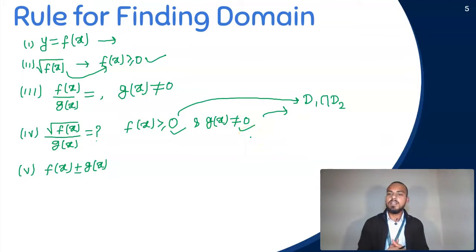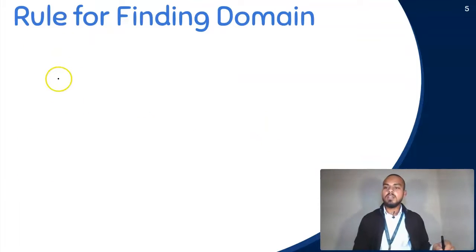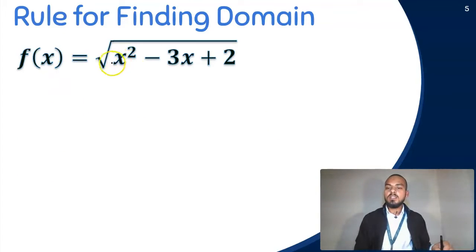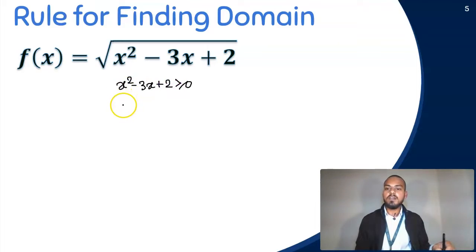Now let's come to some basic examples so that this concept will be clear. Suppose you have a function f(x) such that f(x) is equal to the square root of x² - 3x + 2. Then find the domain. So what is the condition for this function? This function is defined if x² - 3x + 2 is greater than or equal to 0, and after solving this it is equal to (x - 1)(x - 2), and this is greater than or equal to 0.